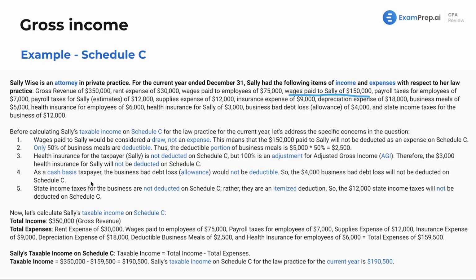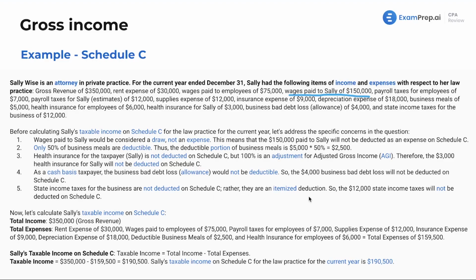As a cash basis taxpayer, the business bad debt loss allowance would not be deductible. So the $4,000 business bad debt loss will not be deducted on Schedule C. This is the allowance method. This is talking about the GAAP, FASB, accrual basis method. We're not going to worry about that here. And lastly here, state income taxes for the business are not deducted on Schedule C.